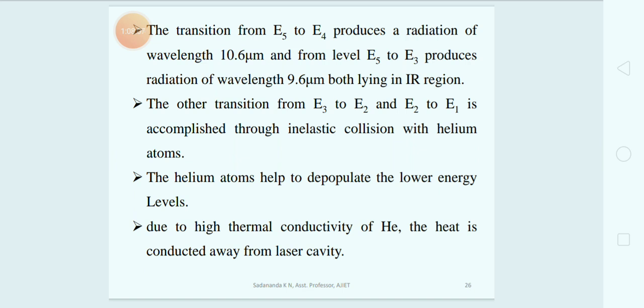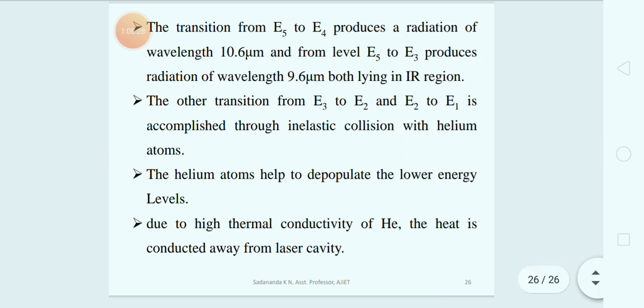The other transitions from E3 to E2 and E2 to E1 are accomplished through inelastic collisions with the helium atoms. The helium atom helps to depopulate the lower energy levels. Also, due to the high thermal conductivity of helium, the heat is conducted away from the laser cavity.